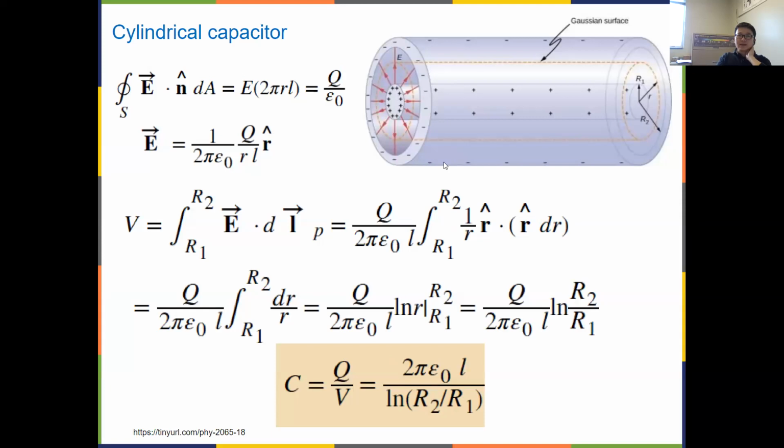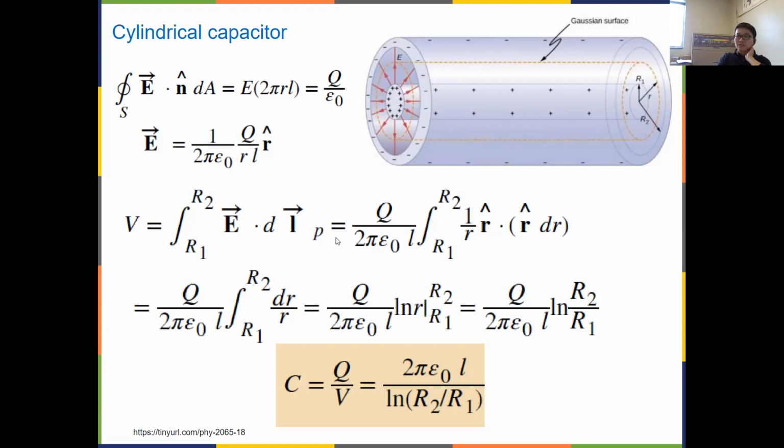For a cylindrical capacitor like this, the central rod has positive charge and the outer one is negatively charged. Again you can use Gauss's law: you construct a Gaussian surface with a cylindrical shape in between the two. The integration of the E field in the normal direction on the bottom side will be 0, and only on this side will we have the flux. So E times 2 pi r L should equal the Q enclosed divided by epsilon naught.